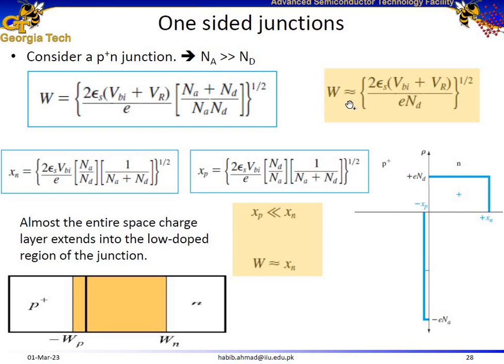For a one-sided P plus N junction, the total depletion width is inversely proportional to the donor doping concentration, or the doping concentration of the lightly doped material, which also means that for a one-sided junction, most of the depletion width would be accommodated in the lightly doped material. For example, here the lightly doped material is ND, so Xn will have a much higher value as compared to Xp. You can also see it like here is a P plus N junction. You can compare the size of the depletion width on the P side to the size on the N side. So most of the depletion width would be accommodated in the lightly doped semiconductor for a one-sided junction.